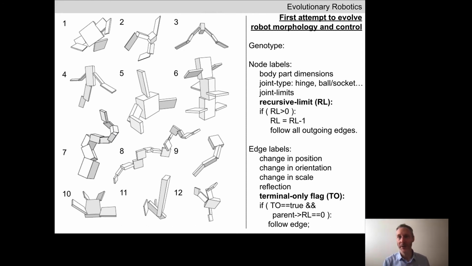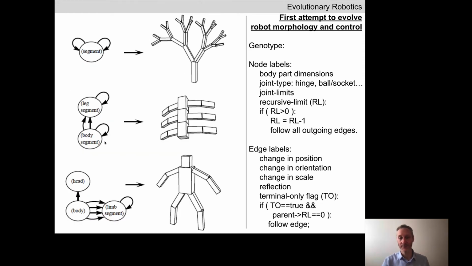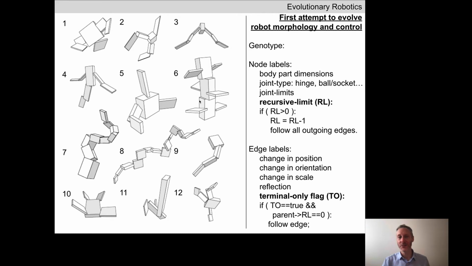Here's 12 of them. Just to build up an intuition for how this works, I want you to get out pen and paper, or draw on your laptop if that's more comfortable. Here's 12 different phenotypes. I want you to try and draw a genotype. Draw out a graph like these ones here that is likely to produce one of these phenotypes.